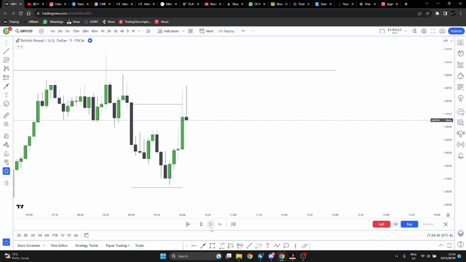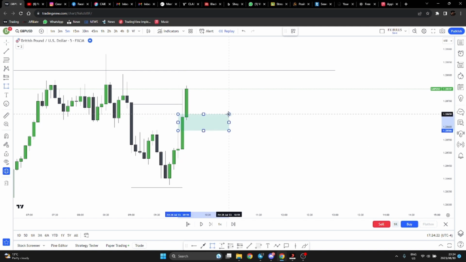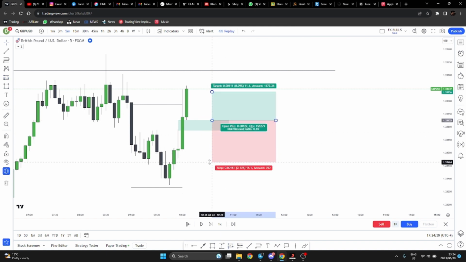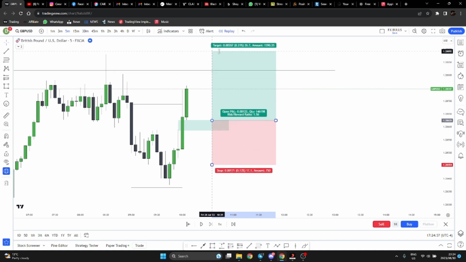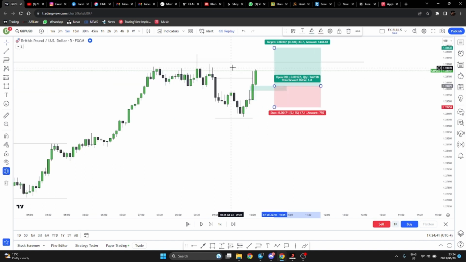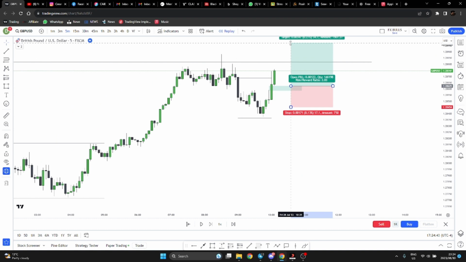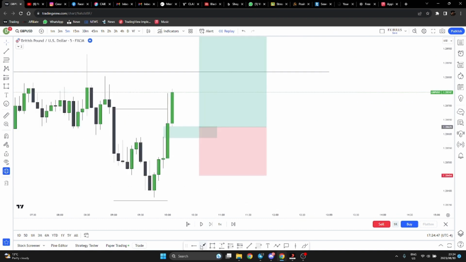And what does the next candle do? Gives us this nice FVG here. Possible entries here maybe. Doing stops just this FVG. Targeting a 1 to 2 risk to reward ratio. Okay, 1.99, that's okay.